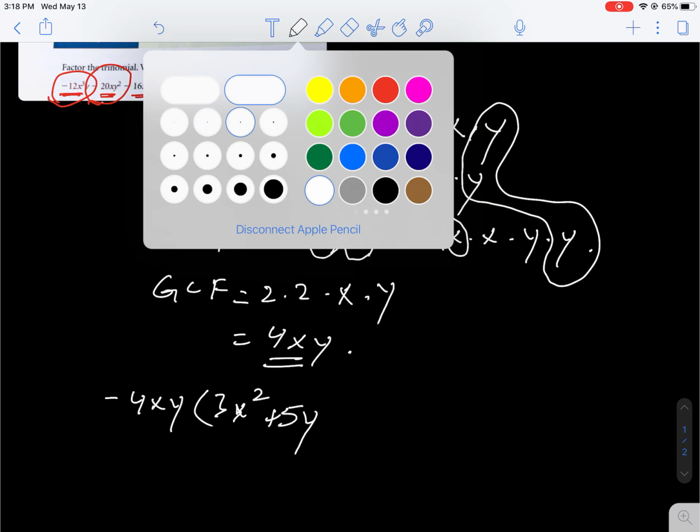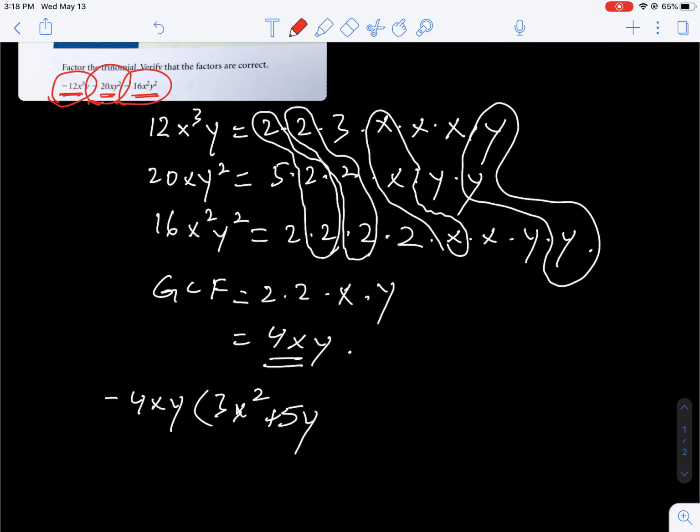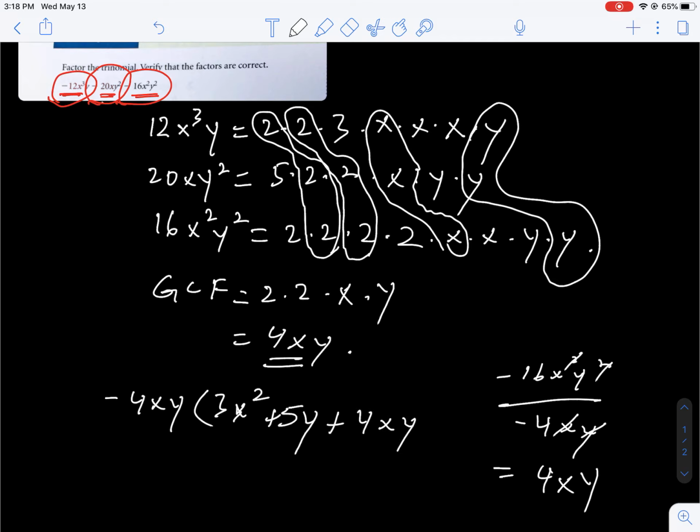Now I'll take up the third term, which is minus 16x squared y squared. We'll divide it by minus 4xy, which is our greatest common factor. 16 divided by 4 is 4. X will cancel with x, so we'll just be left with x, and y, and we're left with plus 4xy. So this is how we'll factor a trinomial that has got more than one variable.